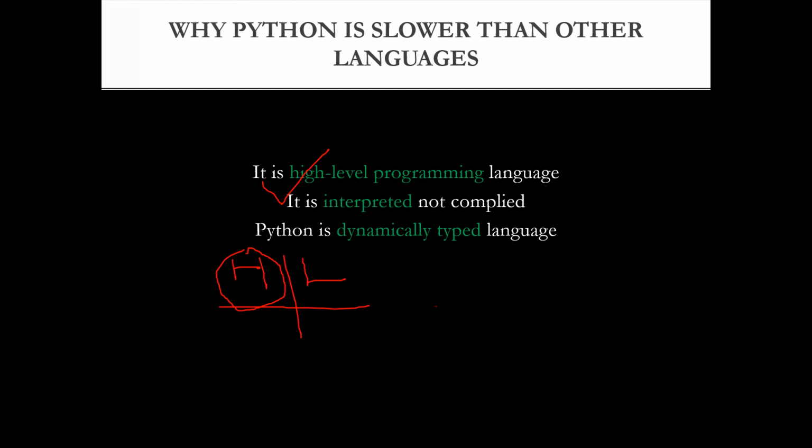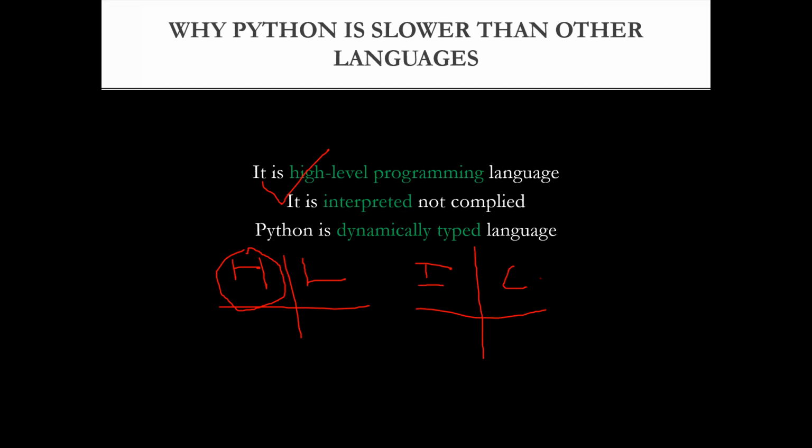Okay. So this is the first parameter. The second is, as you know, what is an interpreted and what is a compiled language. But still, let me brief you through it. Basically, programming languages are categorized as interpreted and compiled.